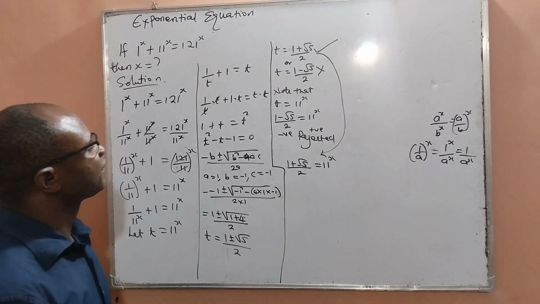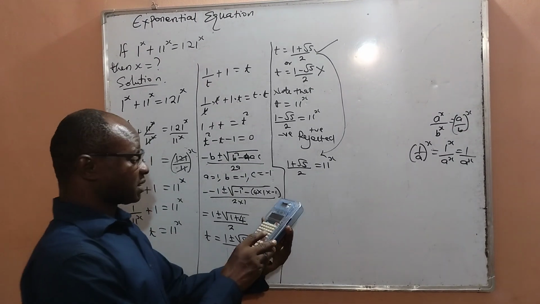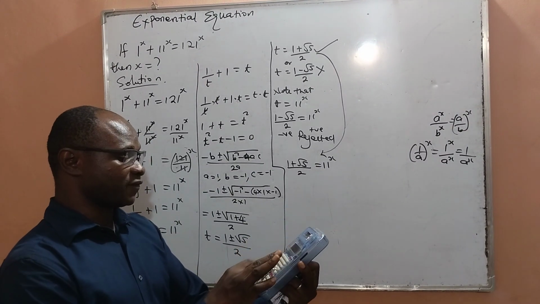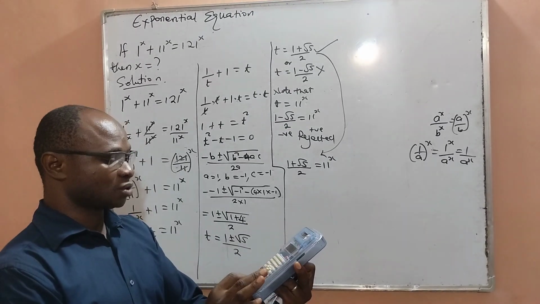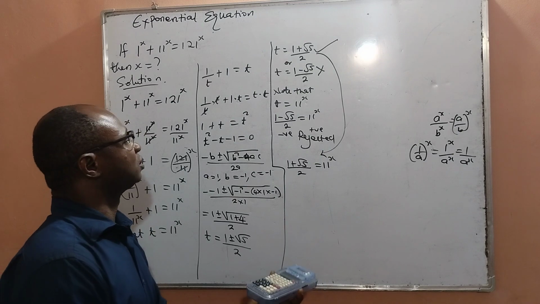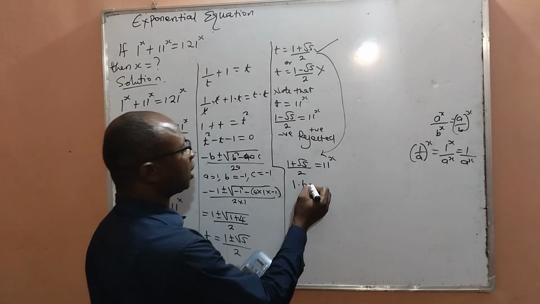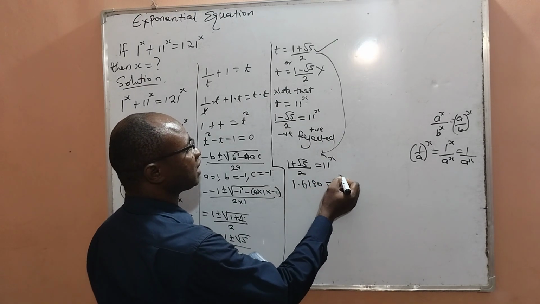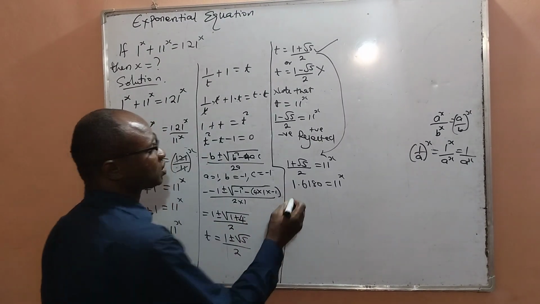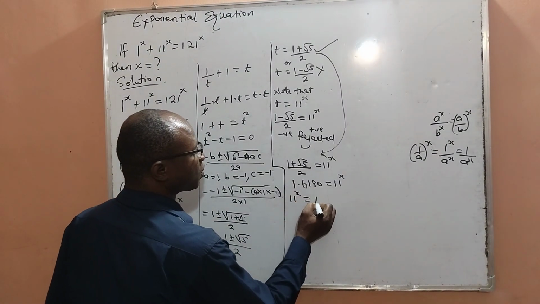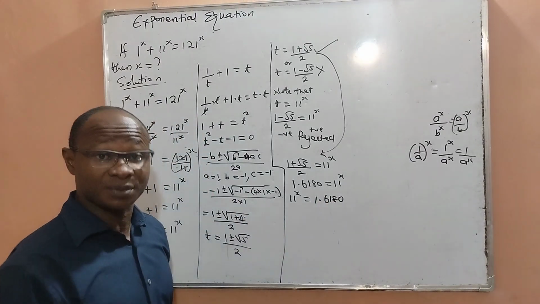Alright. Moving forward, we can put this in the form of decimal. That means the square root of 5, then plus 1, then divided by 2. Working to get the whole value on the left hand side, that will give me 1.6180 is equal to 11 to the power of x. Permit me at this point to swap it so that it becomes 11 to the power of x equal to 1.6180. I can now take logarithms to both sides.